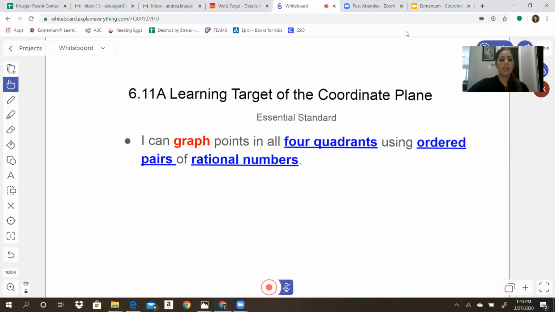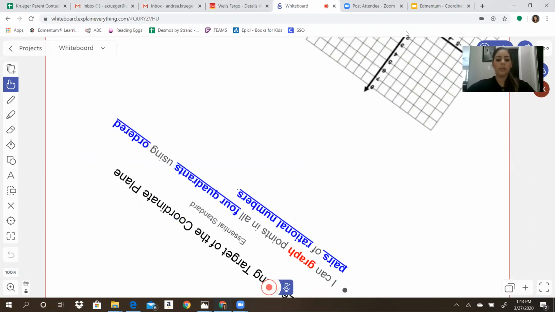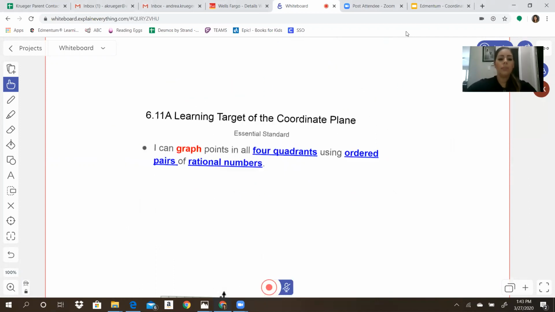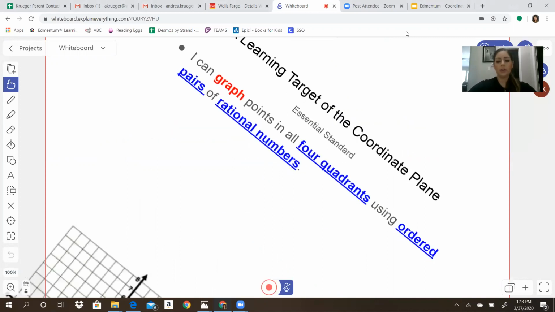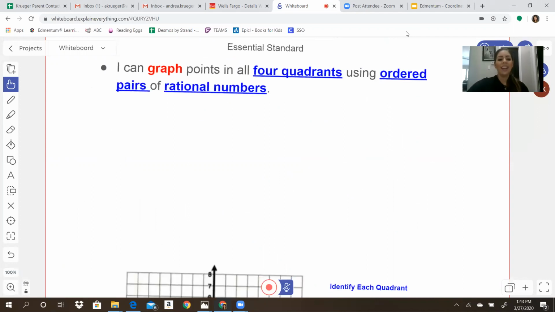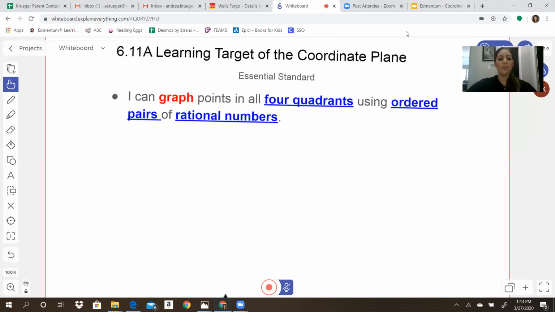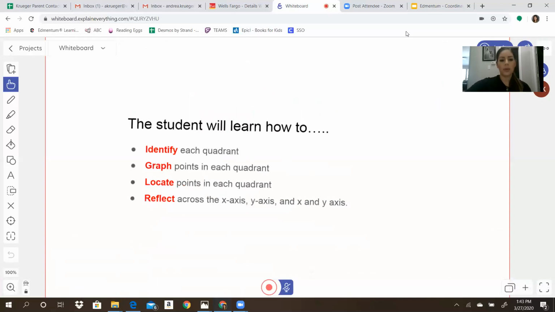Our learning target is I can graph points in all 4 quadrants using ordered pairs of rational numbers. Now, we remember rational numbers are fractions, decimals, anything like that. So you can graph these numbers, and I'm confident that y'all are smart kids.